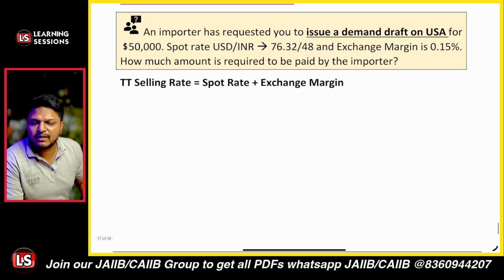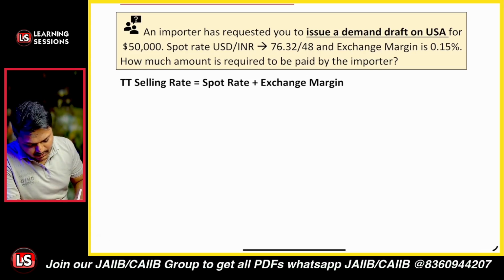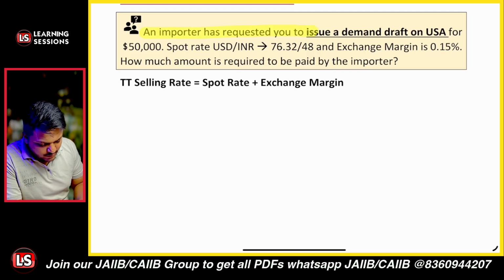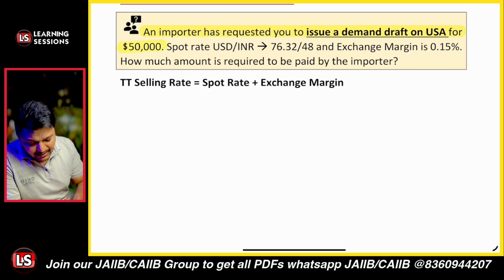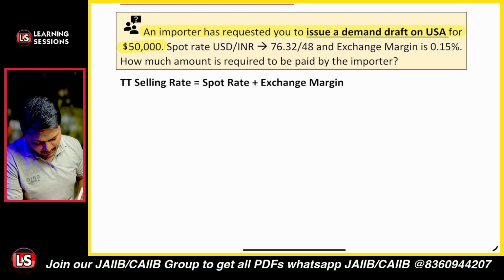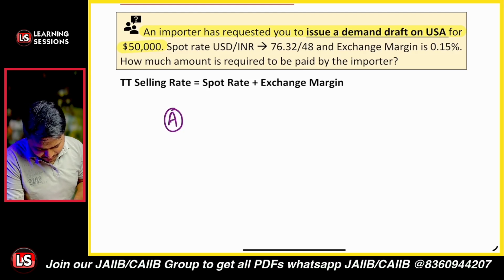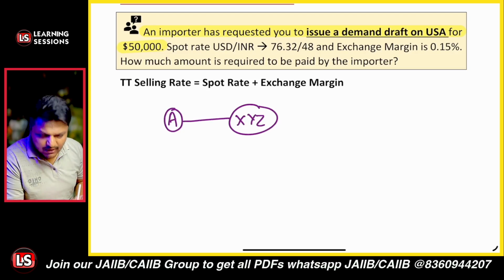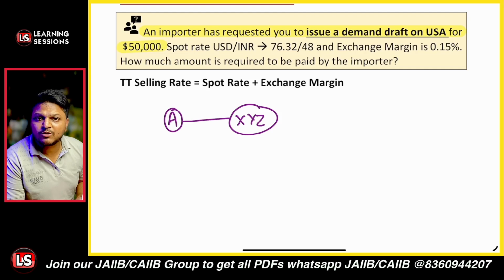Now, just look at the question first of all. Do not consider the above line. An importer has requested you to issue a demand draft on USA, right? For 50,000 USD. Now, from this line itself, it must be clear to you that the telegraphic transfer rate will be applicable. Why? Because here is a bank, and you want to issue a demand draft in the USA. For that purpose, you just need to buy the foreign currency. Only then the demand draft will be issued.